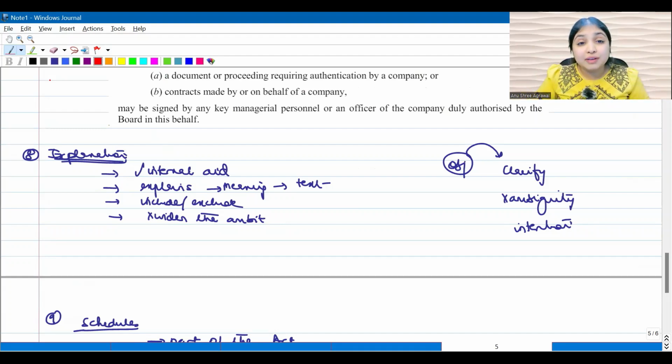And then we learned why explanations are even inserted. What is the objective? The objective is to give some clarifications, to remove vagueness, and to very clearly communicate the intention of the lawmaker.